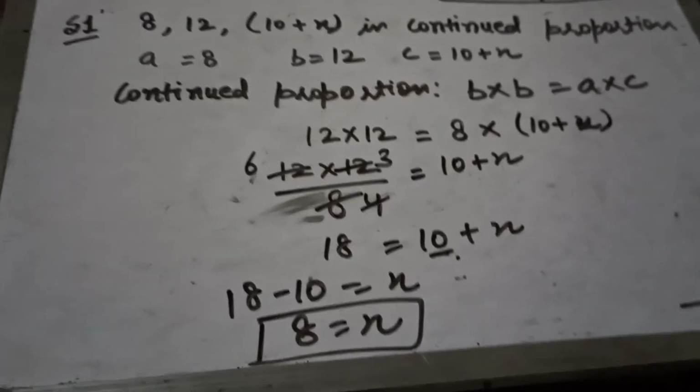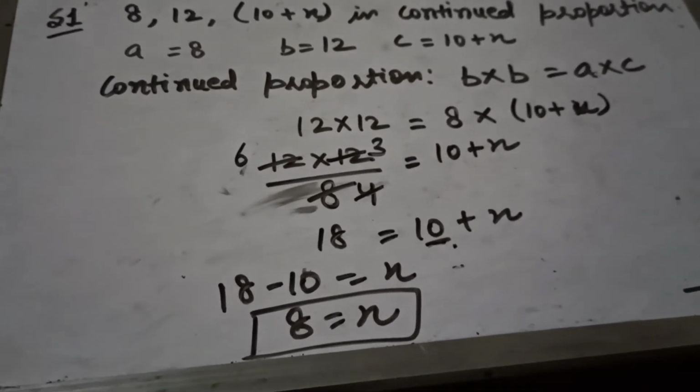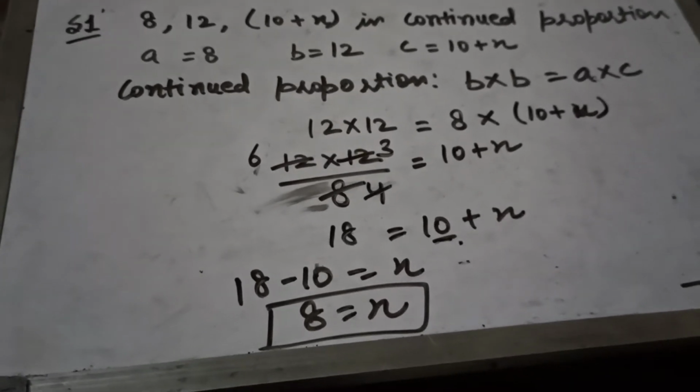Clear students? This is the way to find the value of the missing numbers in continued proportion, not in proportion.